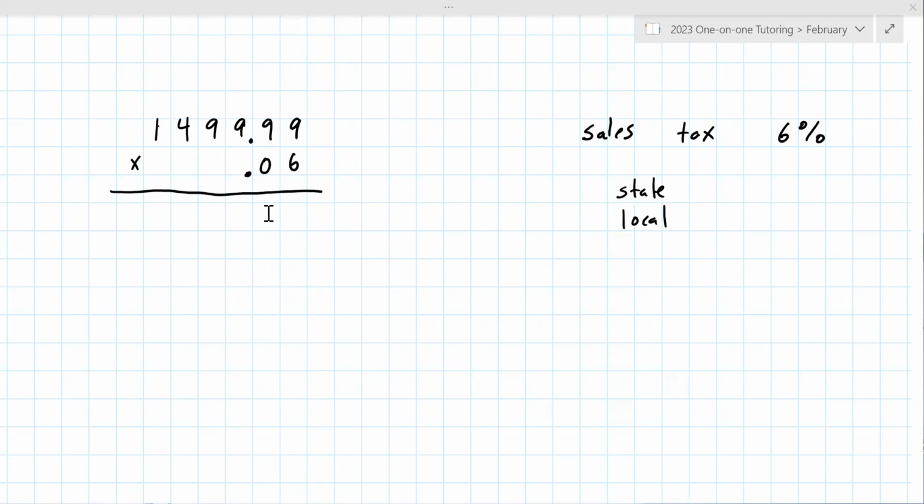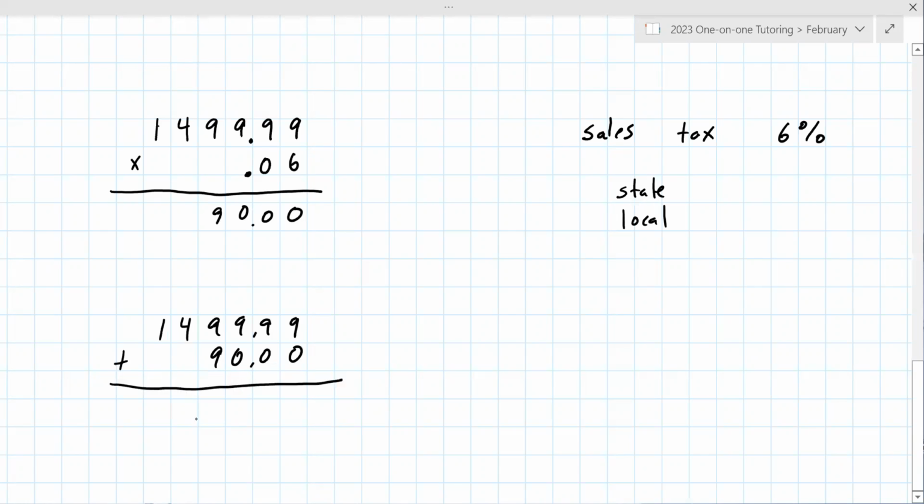In this case, 6% is exactly $90. So your receipt would say $1,499.99 and $90. Then you would add these together, and your total would be $1,589.99. So basically off by a cent, but then it would be $1,590. Well, the sale price is $1,499.99.